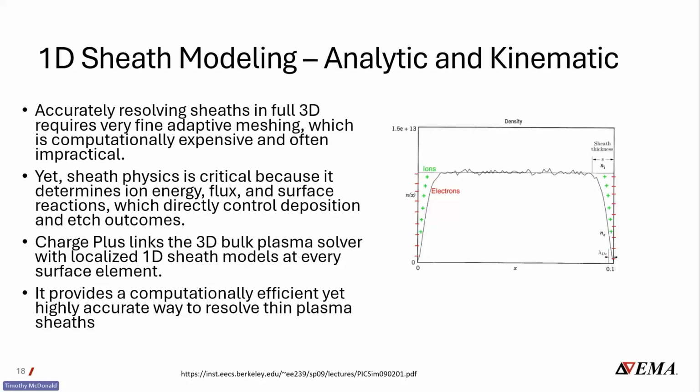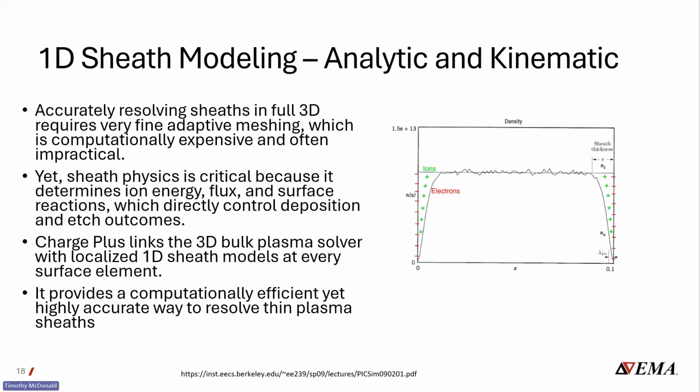Next, let's talk about 1D sheath modeling and it being analytic as well as a kinematic version. So why do we need this? The sheath region is extremely thin compared to the bulk plasma, and accurately resolving the 3D sheath requires very fine adaptive meshing. We've said before that getting the ions going through these sheaths, that's what we're after. That's the name of the game.